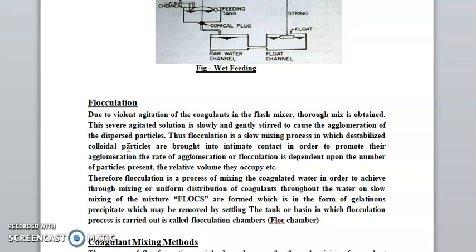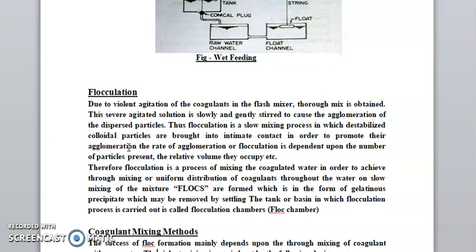The rate of agglomeration, or flocculation, depends upon the number of particles present and the relative volume occupied. Therefore, the flocculation process is mixing the coagulant with the water in order to achieve uniform distribution of the coagulant throughout the water. After mixing, flocs are formed in the form of a gelatinous precipitate, which can be removed by settling. The tank or basin in which the flocculation process is carried out is called the flocculation chamber.